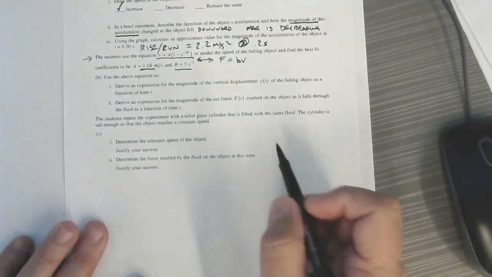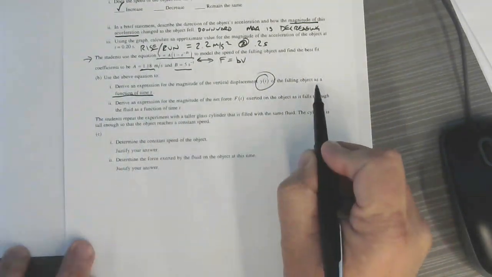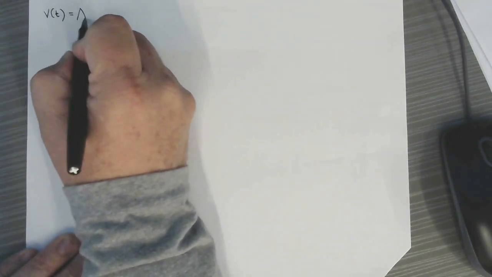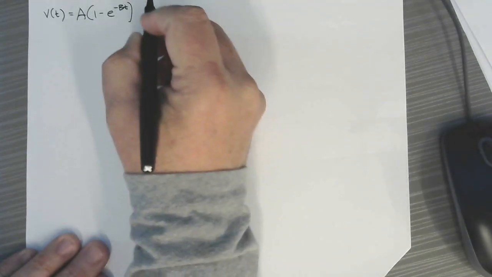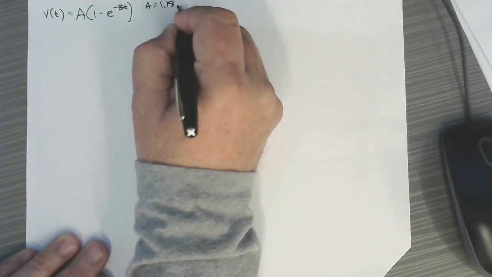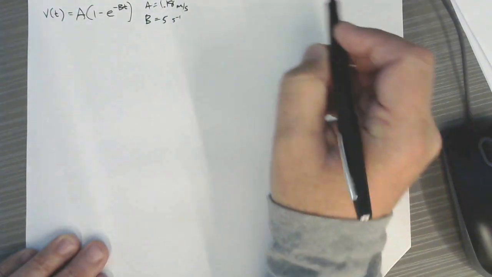Use the above equation to derive an expression for the magnitude of the vertical displacement of the falling object as a function of time. Okay, so we're going to have a function of time. Now, how do we get vertical displacement out of a velocity equation? So we're starting with velocity as a function of time being a times 1 minus e to the minus bt, where a is 1.18 meters per second and b winds up being 5 inverse seconds.